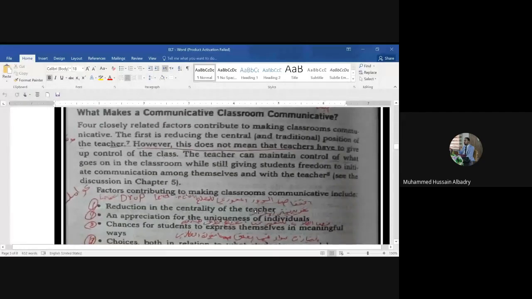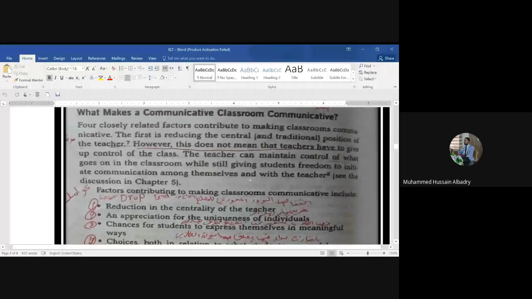So what makes a communicative classroom communicative? How can I make a communicative classroom communicative? Here we have 4 points. We will explain them. They are very easy.